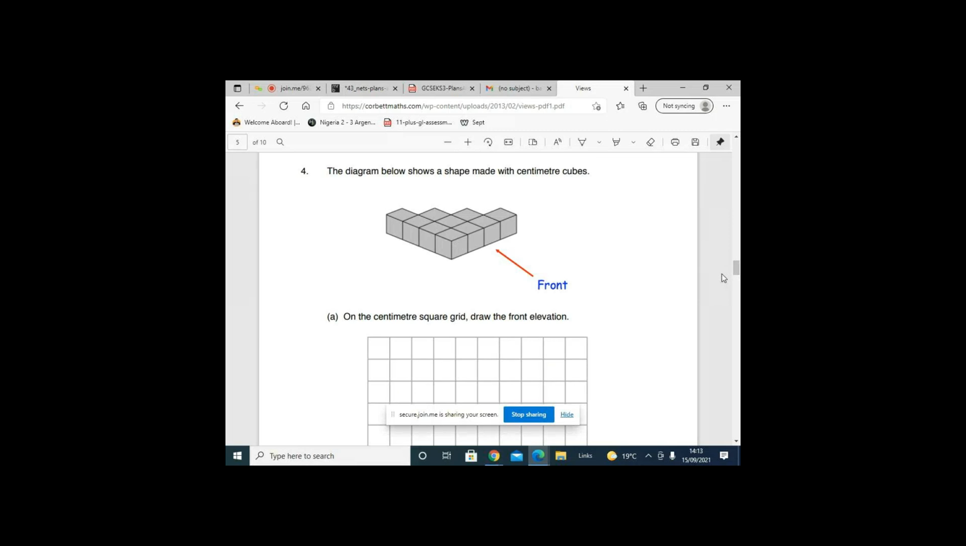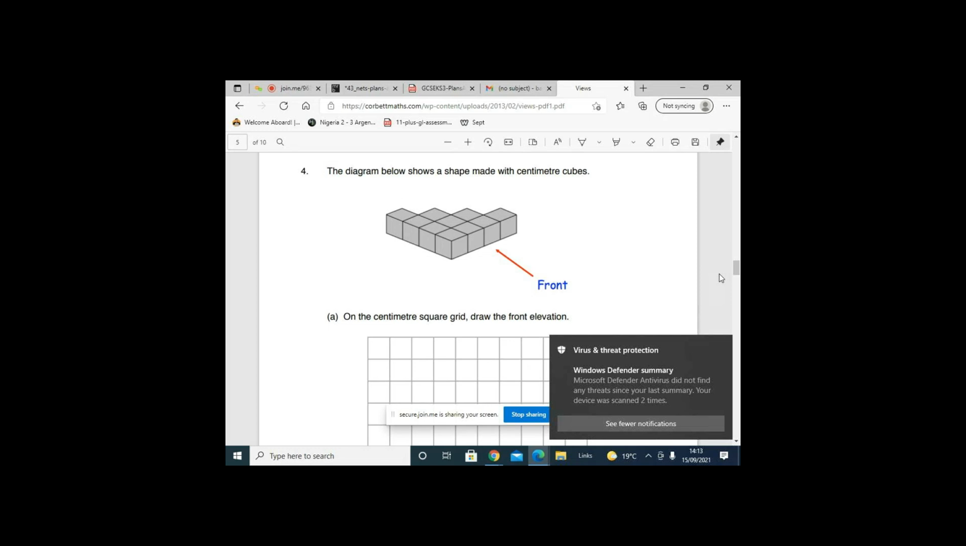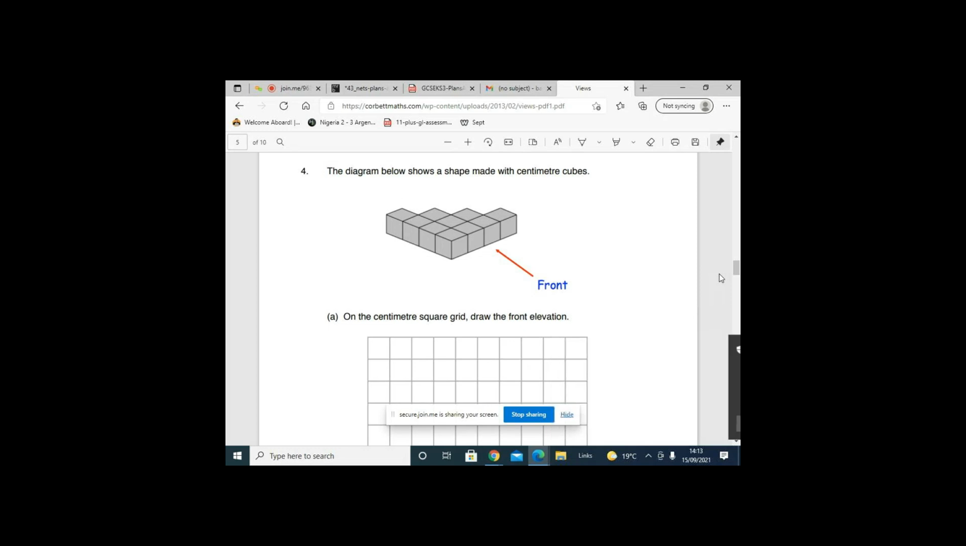So what about this one? Just try and draw. Is it the plane? The front. Yeah, the plane, please. Okay, the plane. You have 3 boxes, then 4, 3, 2, 1.